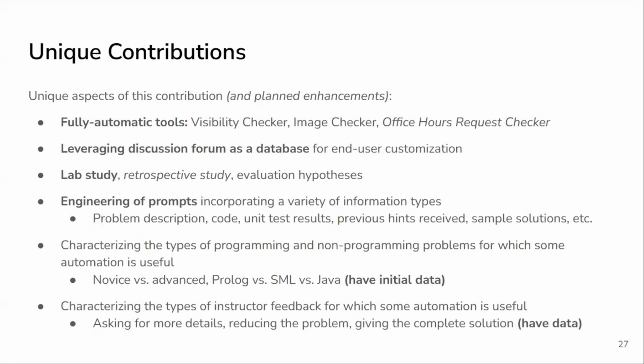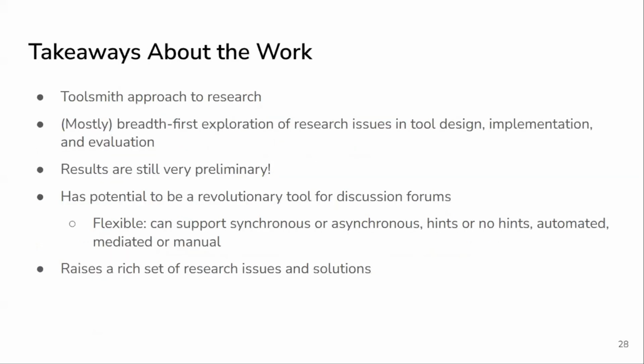We have some contributions in terms of our prompt engineering for the different aspects of our tool, in terms of characterizing different problems for which automation is useful versus situations where it would not be useful. We've looked at Prolog, SML, Java, different languages from 524. We have also characterized different types of feedback and how those incorporate into the different levels of automation.